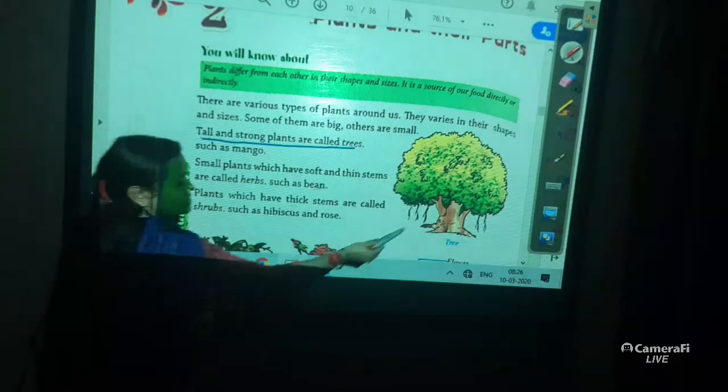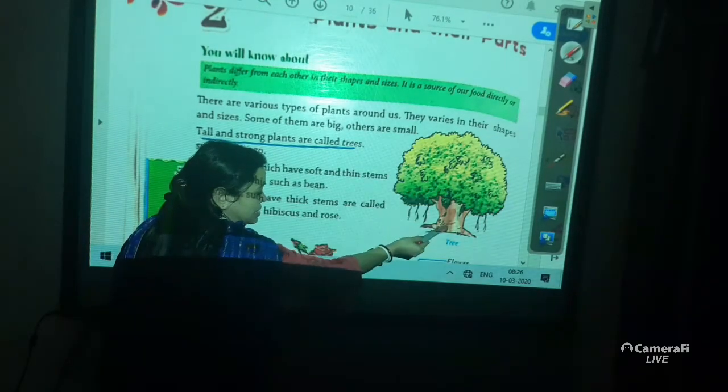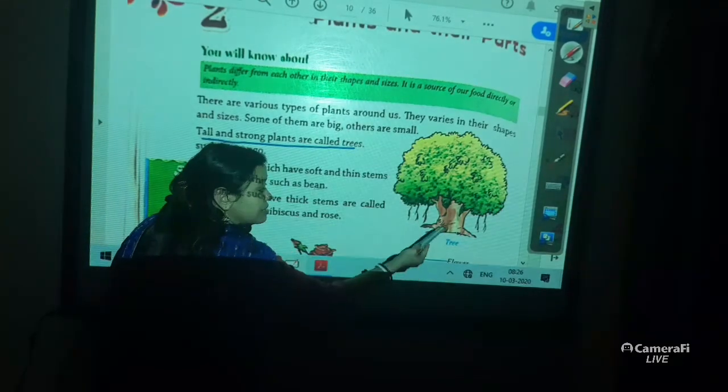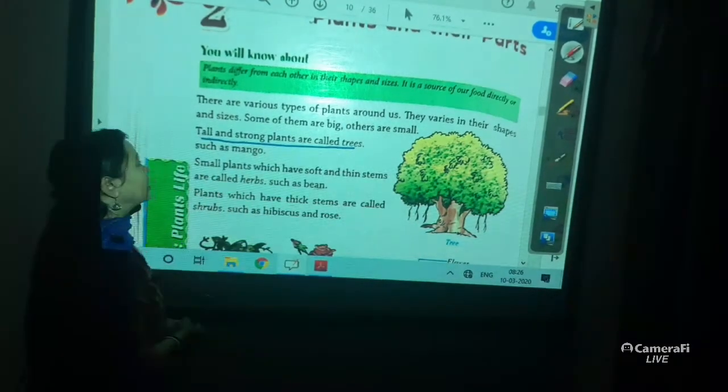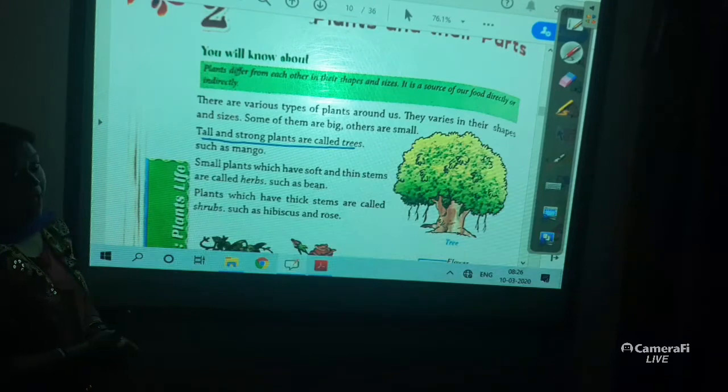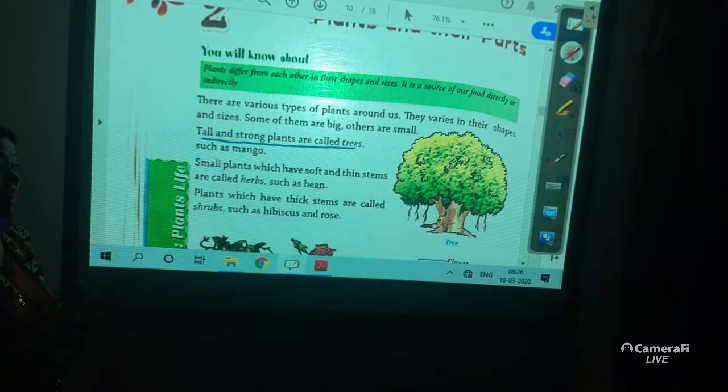See the stem? This is the stem of the plant. And the stem is very thick and strong. So the plants in which the stem is very thick and strong are called trees. As an example, here is given the mango. Other examples are the banyan, the maple, the ashoka. These are all examples of trees.